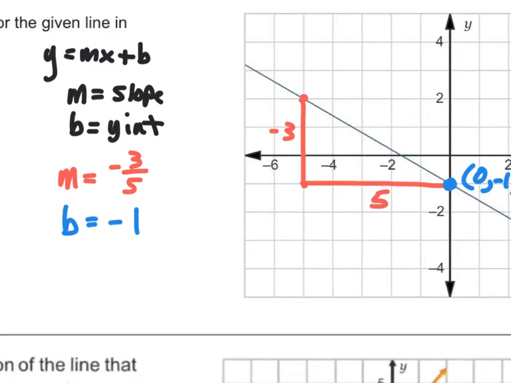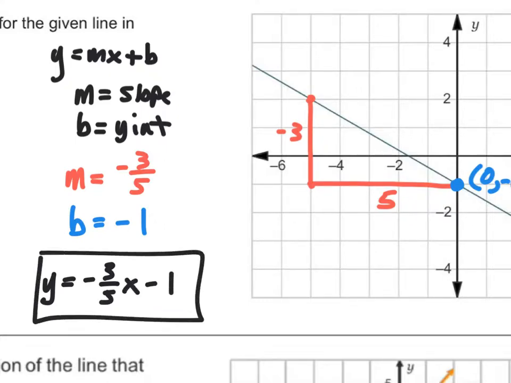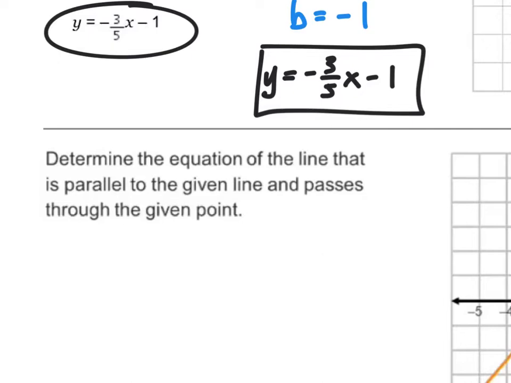So if we put it all together into slope-intercept form, I'm going to get y equals negative 3/5 x minus 1. That's the equation that I'm looking for, and that's this one right here. So that's all I got.